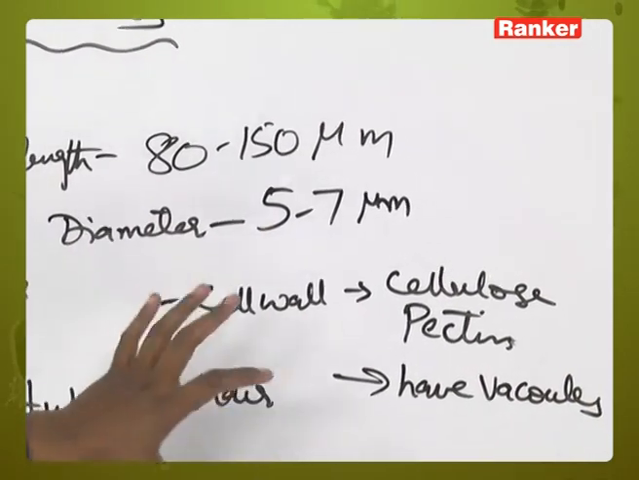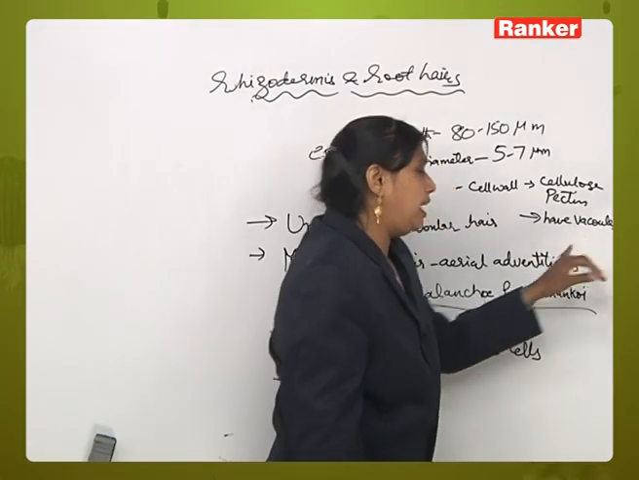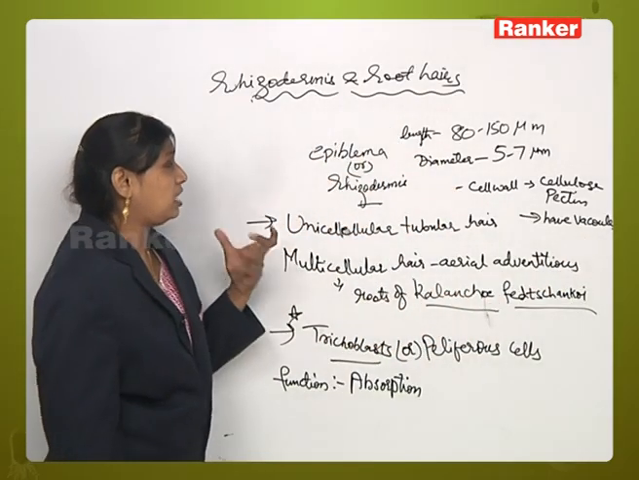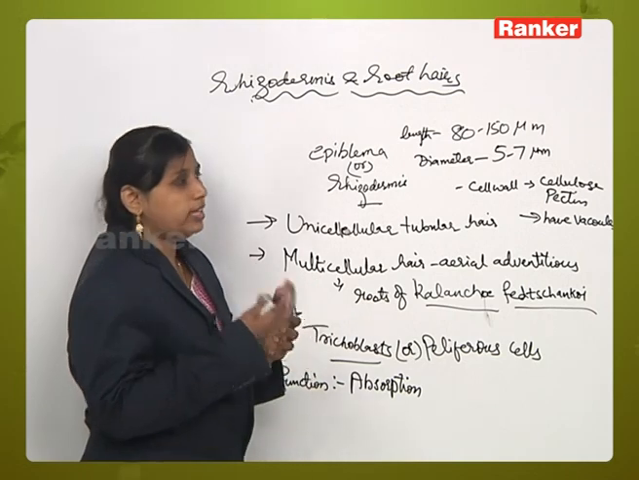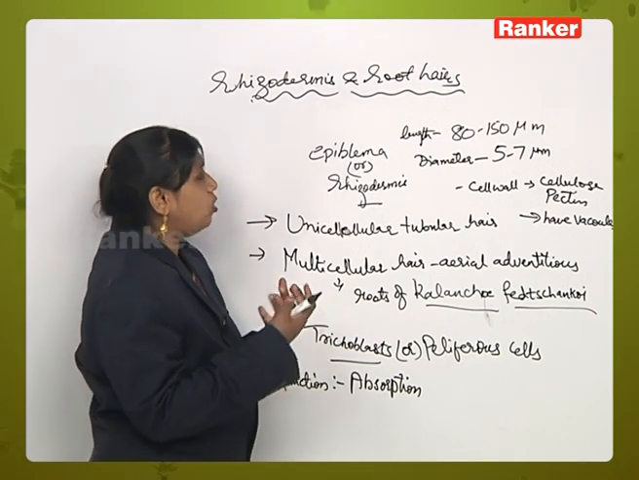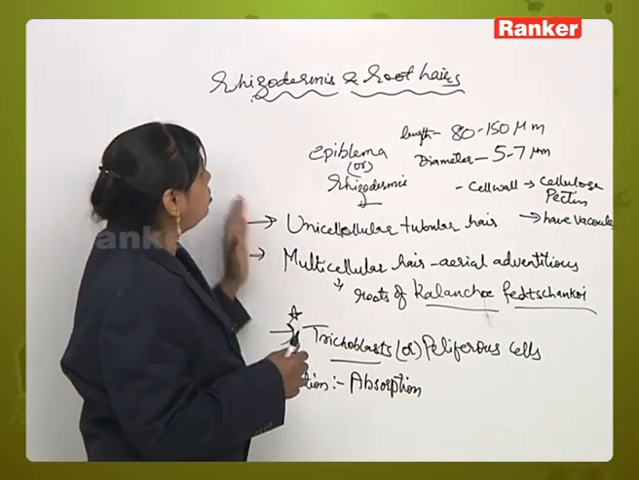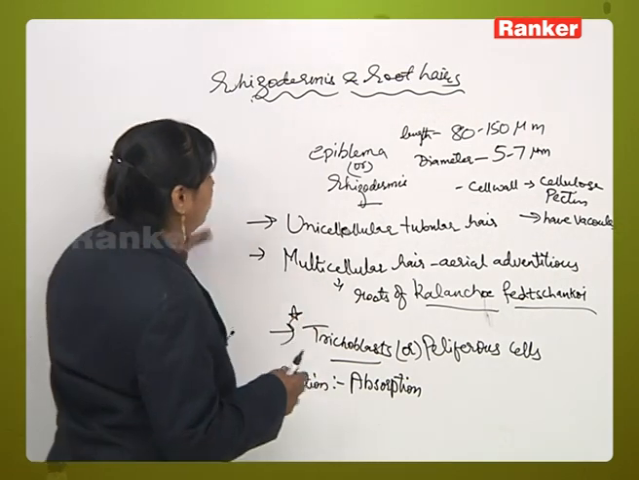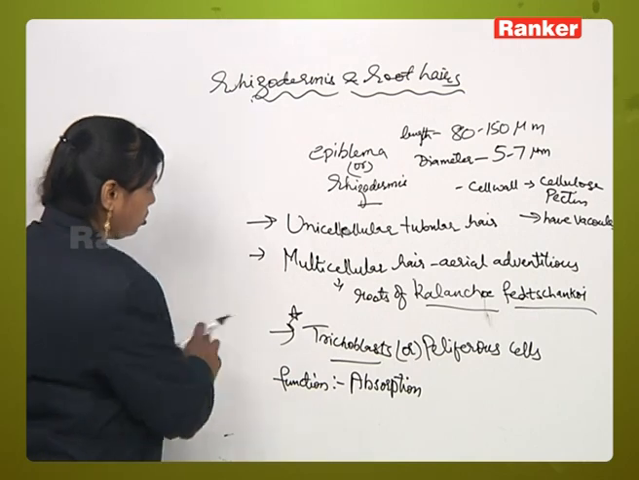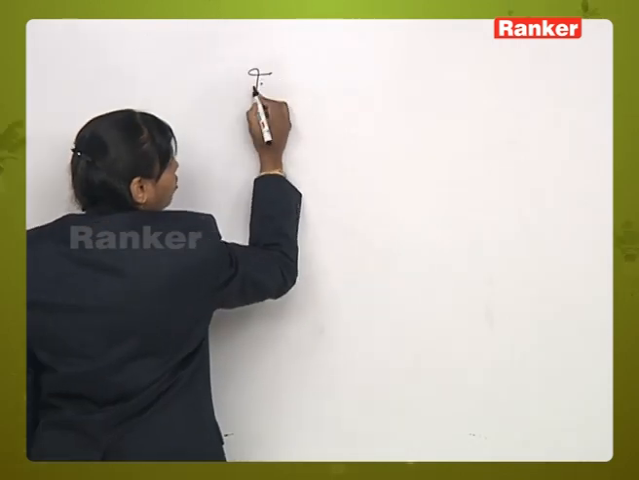Next, the cell wall is made up of cellulose and pectin, and the old root hairs or the old root tips' root hairs are replaced by new ones. Okay, this is about the rhizodermis and root hairs. Now when we come to the conclusion, we are supposed to talk about the functions of trichomes.